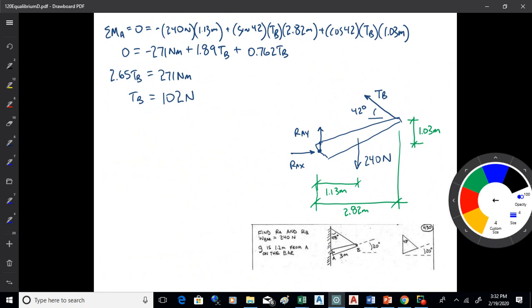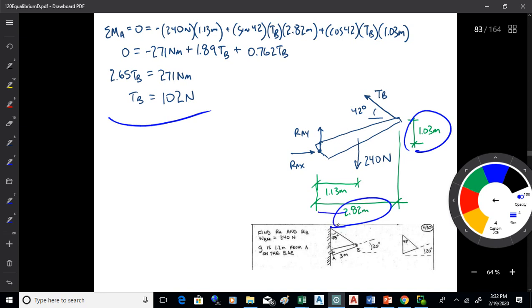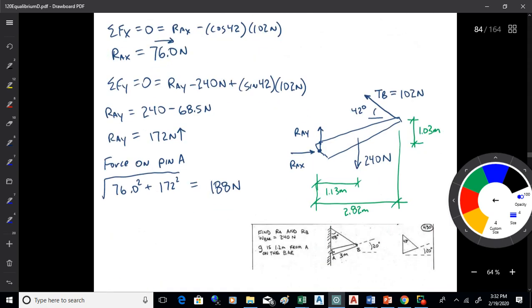Now, I would have got the same answer. I mean, the tension in B is what the tension in B is. It would have come out to 102, just like before. But it would have been more involved because I would have had X and Y components for the moment arms. You can see what I'm doing there. I'm breaking that up into X and Y components, okay? Now, the other thing with this is once I do that, if I were then to solve for RAx and RAy, I would have got different answers for RAx and RAy. I would have got 76 and 172.